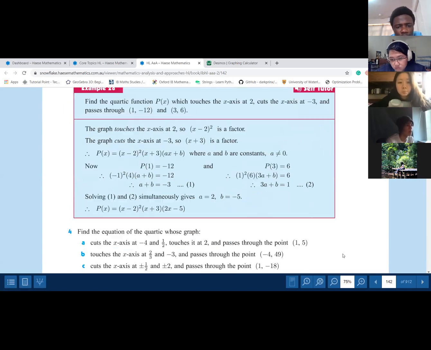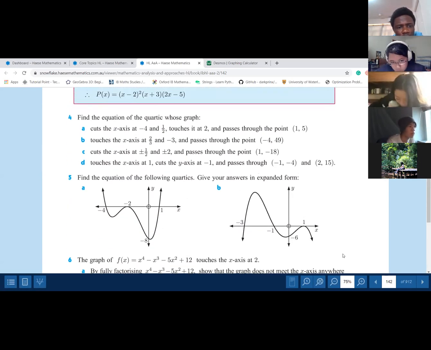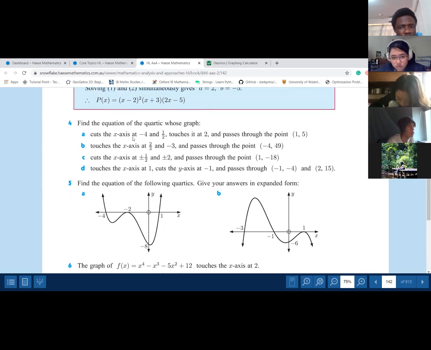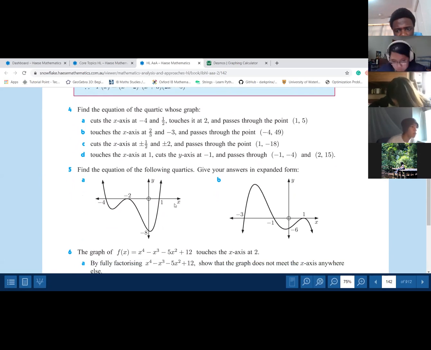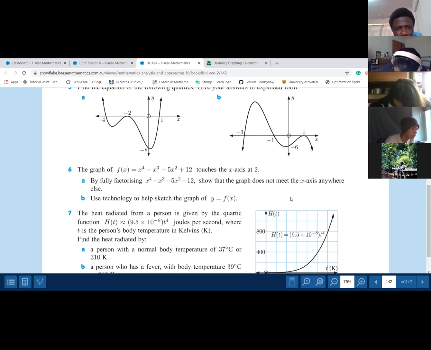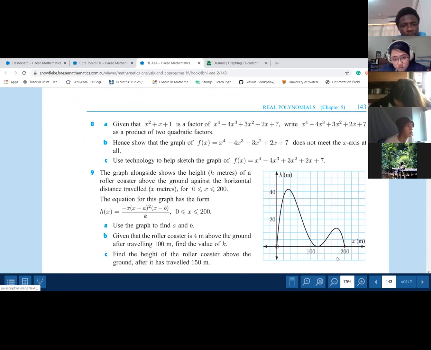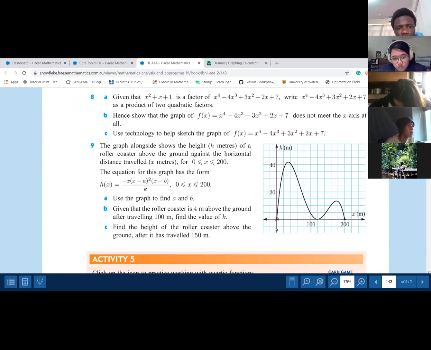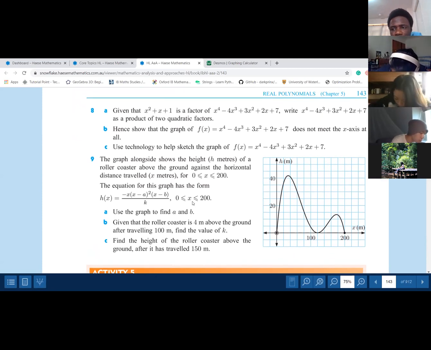The next one under this question: there is touches and cuts, right? So let's take the last two, 4C and D. 4C and D. 5B. You can't factorize this yet, so we skip question 6. Can you attempt question 9 also? Question 9. Okay.